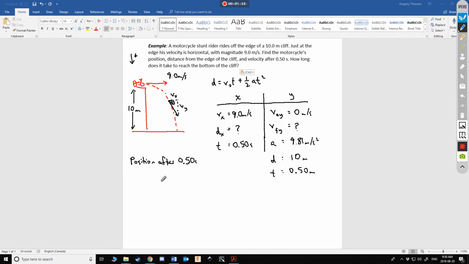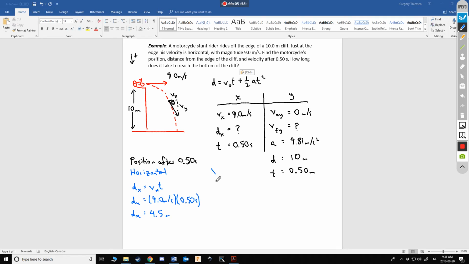So let's find the x, the horizontal, first. In the horizontal direction, we know we can just use this equation: d is equal to v0t plus 1/2 at squared. There's no acceleration, so you just get dx is equal to vxt. So dx is equal to 9.0 meters per second multiplied by our time, which is 0.50 seconds. So you get dx is equal to 4.5 meters. Right.